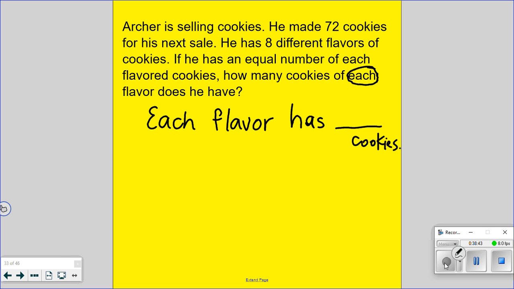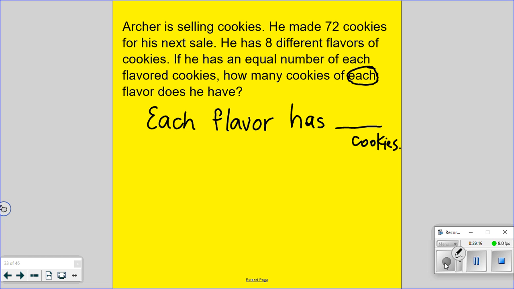Let me ask this question. You ready? Don't yell at me, just raise your hand. Tell me, do you think 72 is a good answer or a bad answer? Raise your hand and tell me. 72. Paxton, what do you think? Bad answer. Why do you think 72 is a bad answer? Because there's 8 flavors. I only have 72 cookies. If I have 72 of each flavor, is that going to be even possible? No. That'd be like 100.